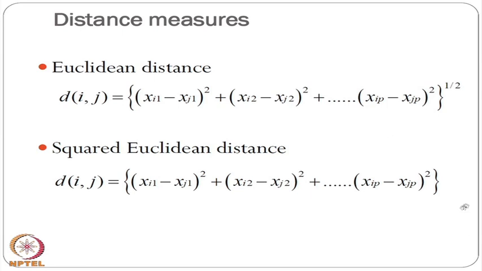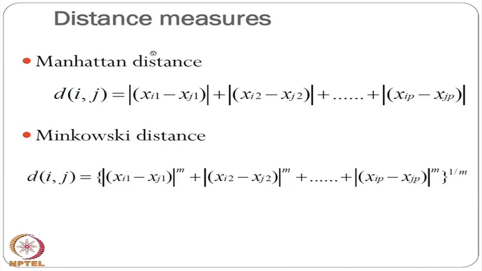Many times you may be interested in providing more weightage to the distance, then you may not go for Euclidean, you may go for squared Euclidean distance, similar to the first one, but only this to the power half is not there. There is another distance measure which is known as Manhattan distance.